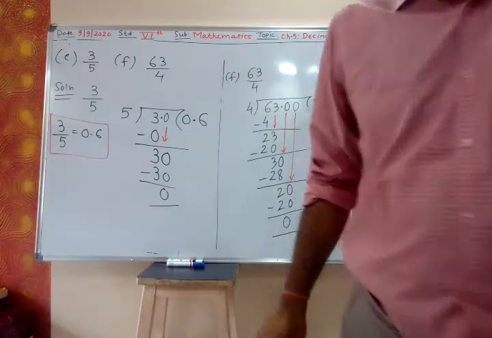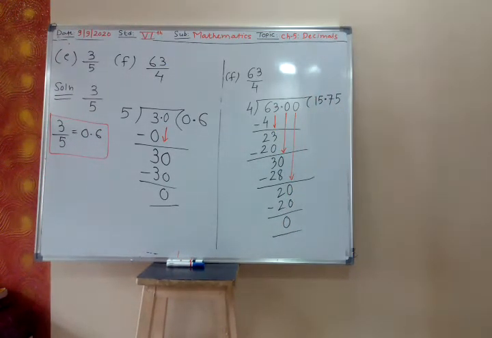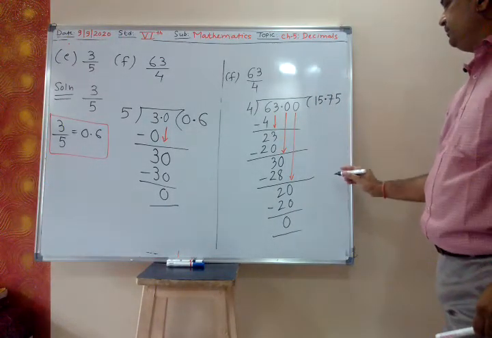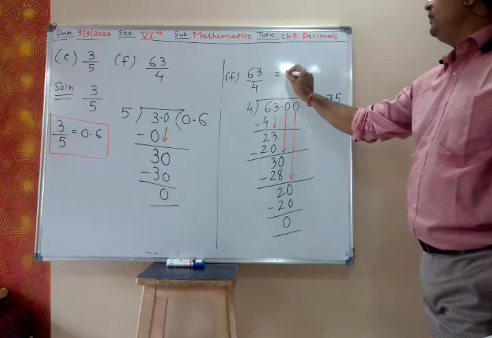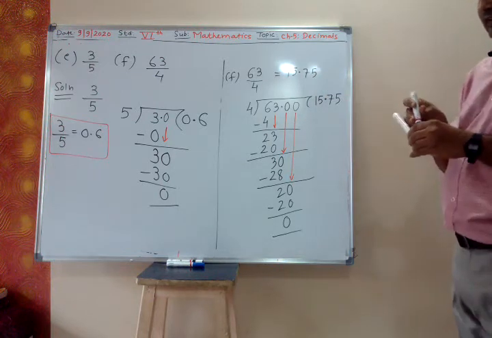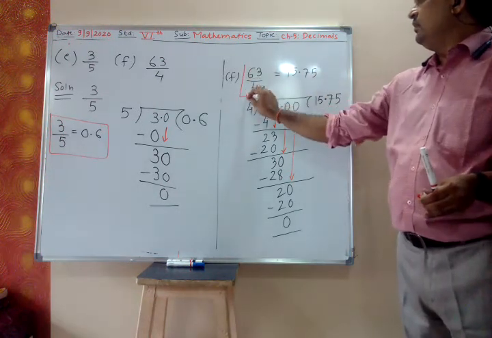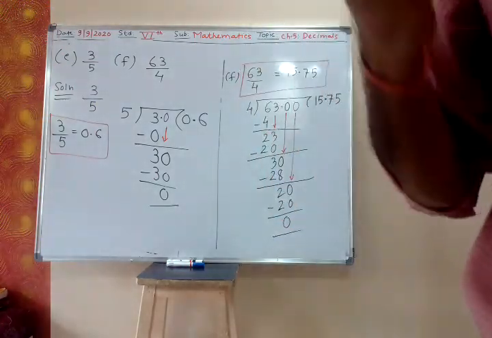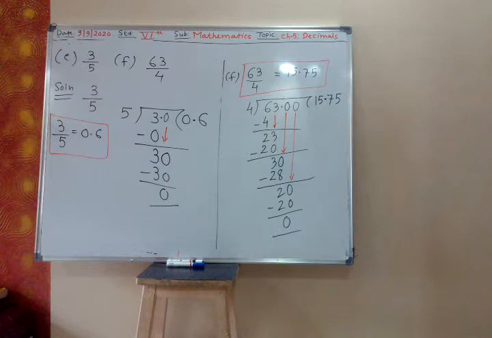So 15.75 is the answer. The answer is 15.75. 4 5s are 20. So answer is 15 point 7 5. Answer is 15.75.